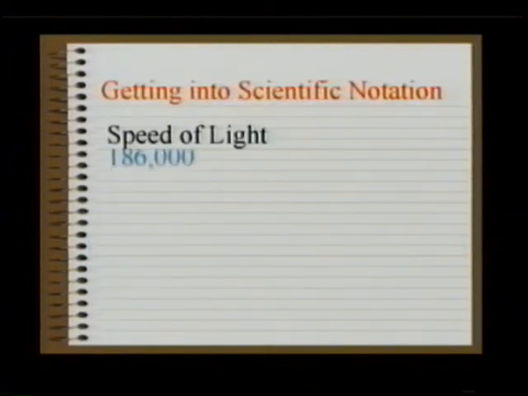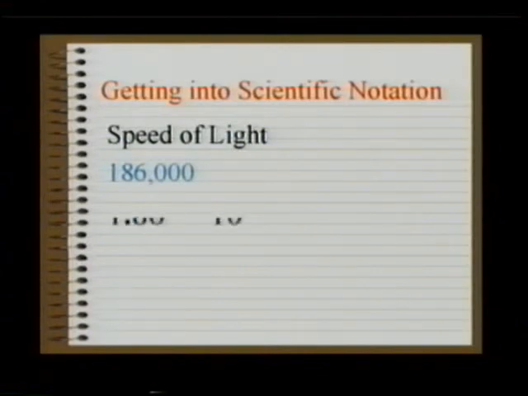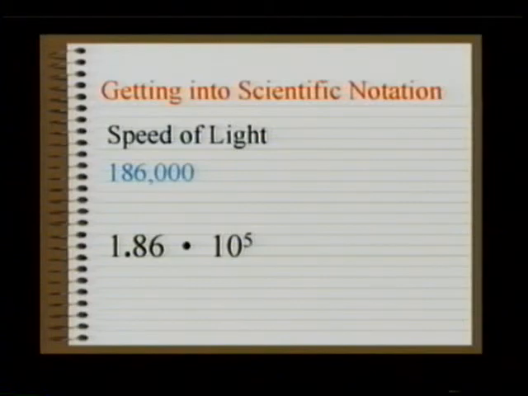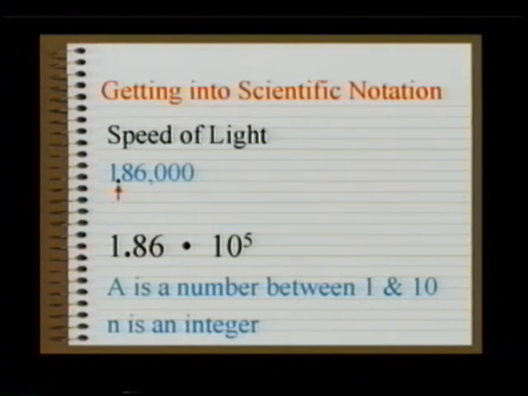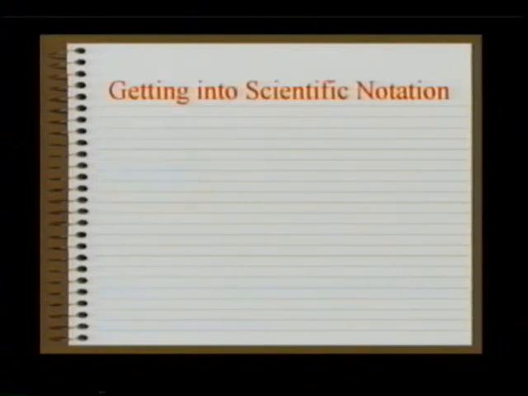Let's go back the other way. Our speed of light is going to be a number between 1 and 10, 1.86 times 10 to the 5th. How did I get that? I located the decimal where I would have a number between 1 and 10, and then I counted over the appropriate number of places to get it back to its original spot. Noticing that this was a positive or large number, I used a positive exponent. So my answer in scientific notation, 1.86 times 10 to the 5th.